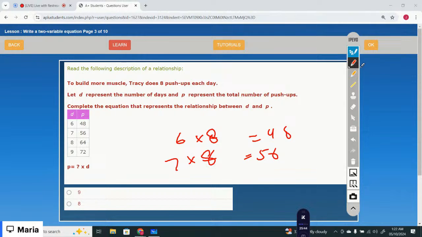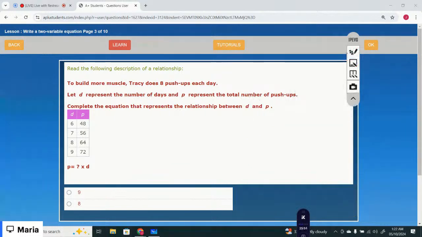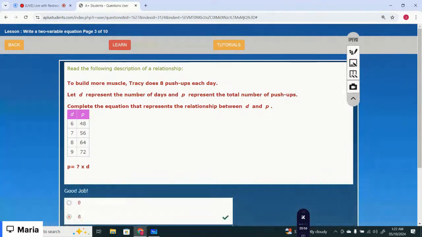Yes, 8 it is, right? 6 times 8 is 48. 7 times 8 is 56. So, what's wrong with the pen? 8 it is. Option number 2 is the correct option. Got it?